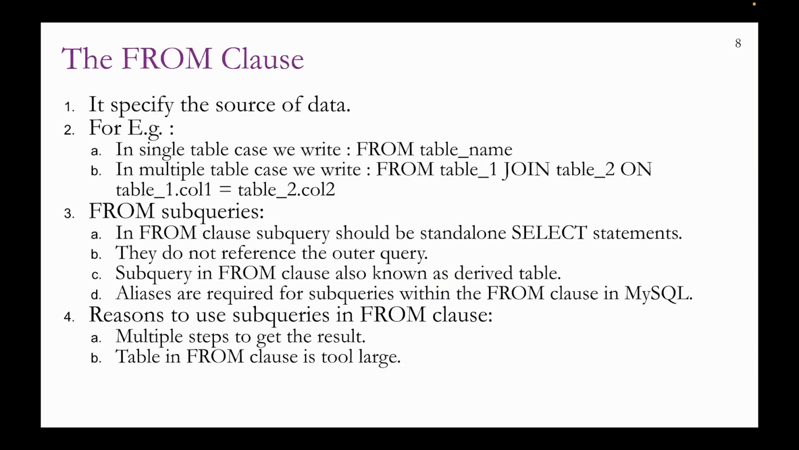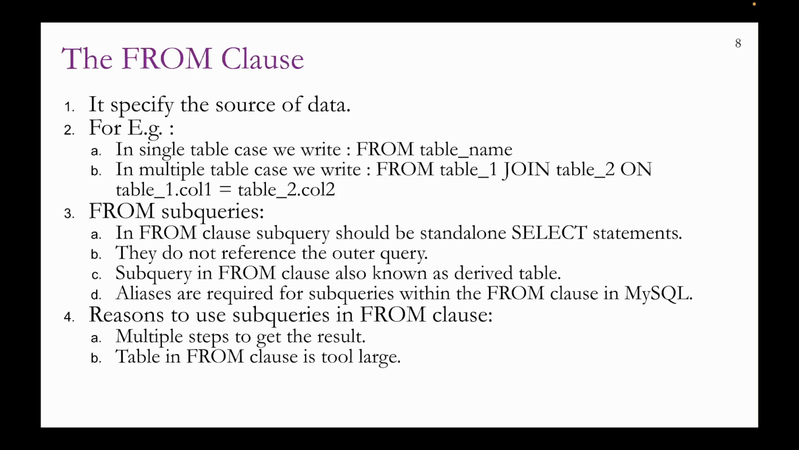Next is the from clause. After the select clause comes the from clause, and it is used to specify the source of data. From table this. And if there is more than one table, then we use join in the from clause to add those two tables together and use them. From table 1 join table 2 on some given column. We can also write subqueries in the from clause.